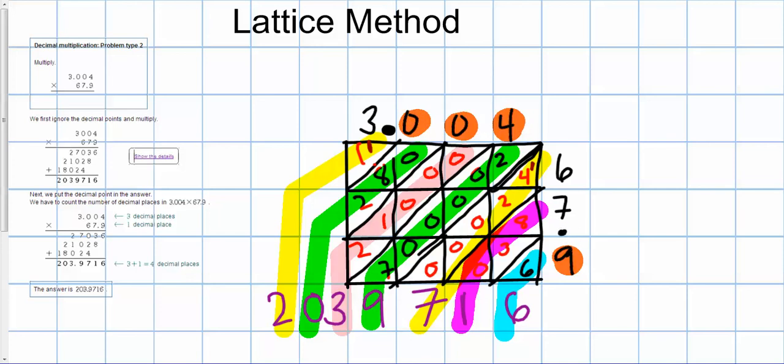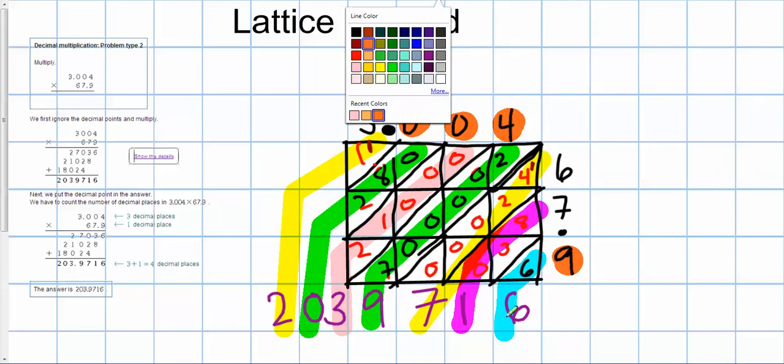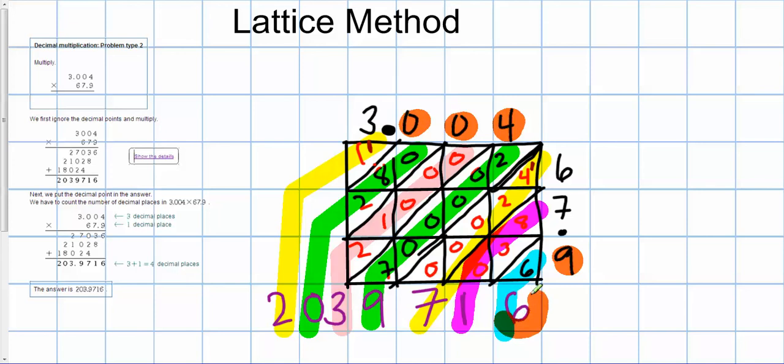So in my final answer, how many numbers do you think should be behind my decimal point? Well, you're probably right. There should be 4. 1, 2, 3, 4. That means my decimal point should be going right here. So my final answer is 203 and 9,716 10,000ths.